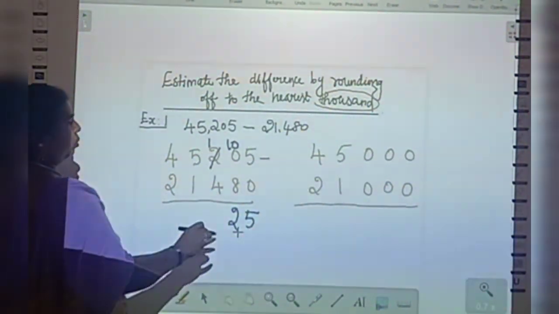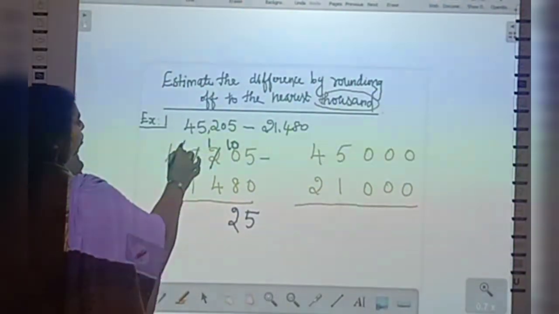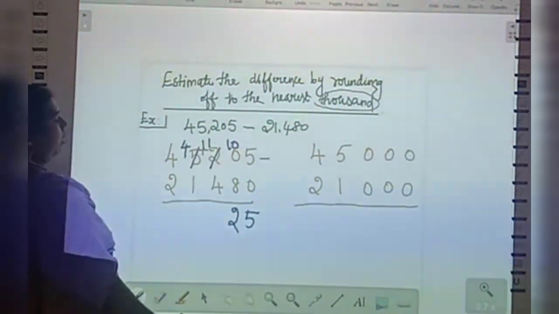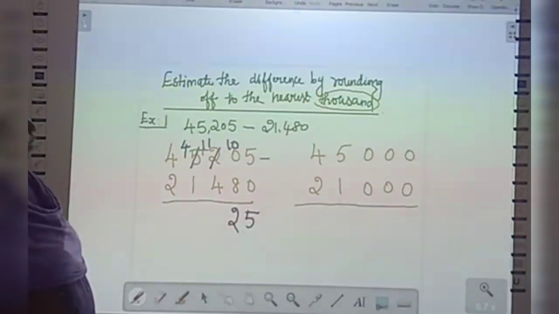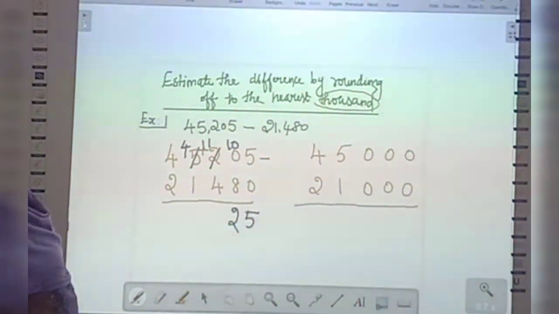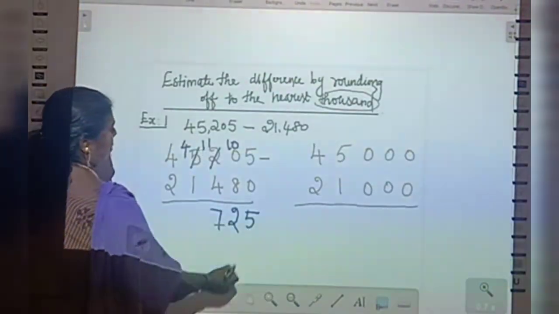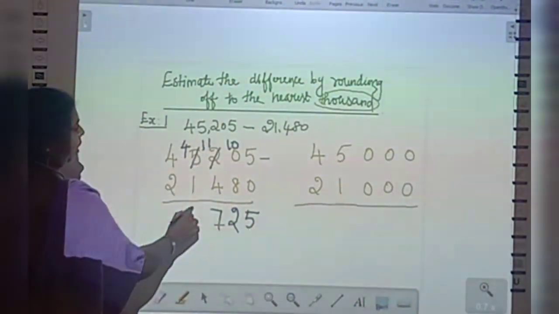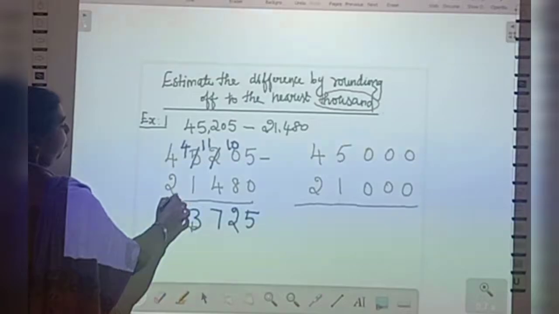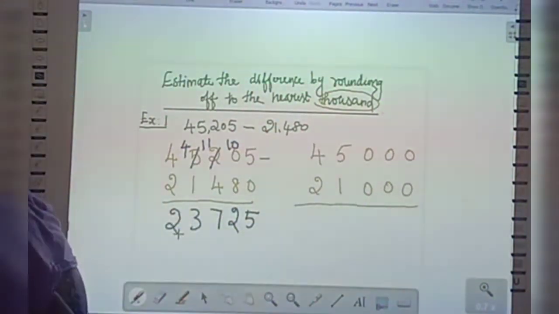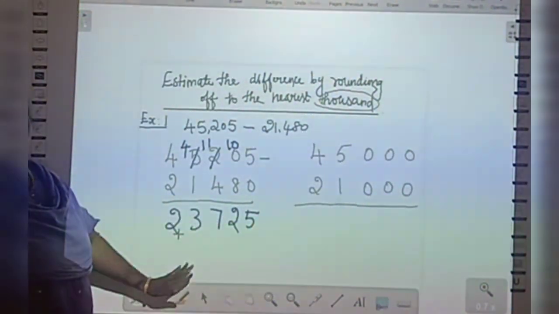Then 1 minus 4. No, we cannot subtract. We are going to borrow. Here 4 will come, but here 11. Yes. 11 minus 4. How much? 11 minus 4, 7. Yes. Next, 4 minus 1, 3. Then 4 minus 2, 2. This is the actual difference.